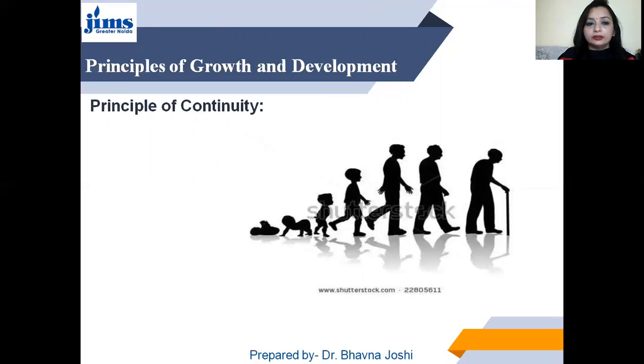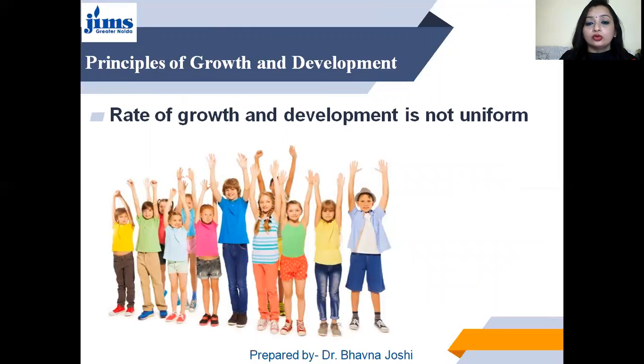So, the third principle is the rate of growth and development is not uniform. Development occurs at different rates for different parts of the body. Different aspects of physical and mental traits develop at their own rate and reach maturity at different times. In some areas, body growth may be rapid, while in other areas, it may be slow.